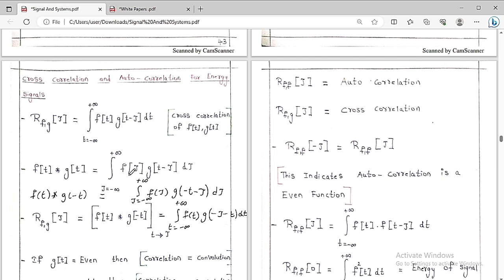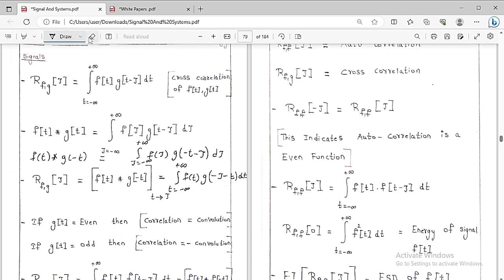Therefore we can say that f of t convolution of g of t is equal to integration from tau equal to minus infinity to plus infinity of f of tau g of t minus tau d tau. This is the point I am trying to tell you. So let me wrap this part so that you can easily understand what I am trying to tell.